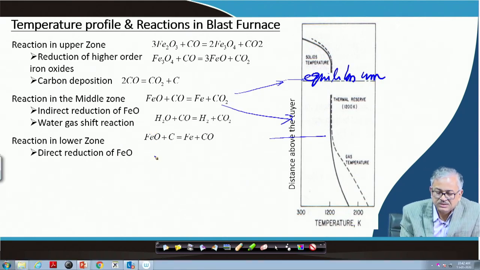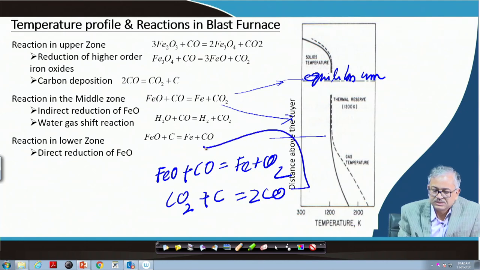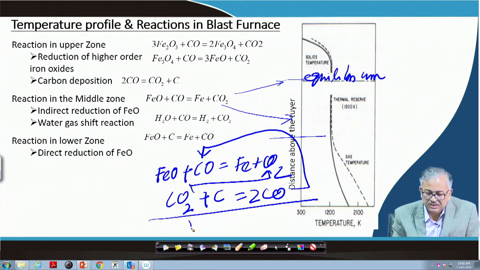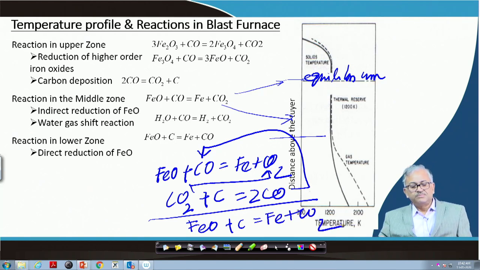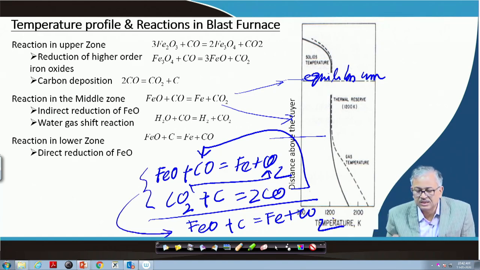This reaction, if you consider, you can write it: FeO plus CO forming Fe plus CO2, and then CO2 plus C forming twice CO. So this CO comes here and this CO2 goes here, right? And if you combine these, you will get FeO plus C equals Fe plus CO2. So these are the two reactions; if you combine them, you can get this reaction.